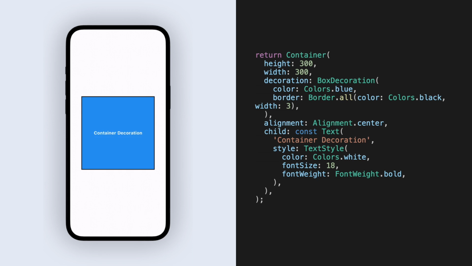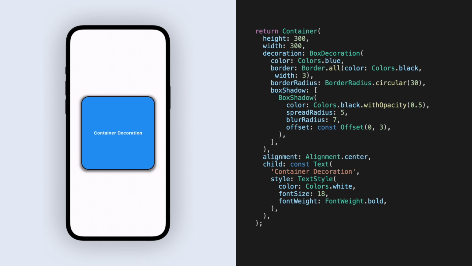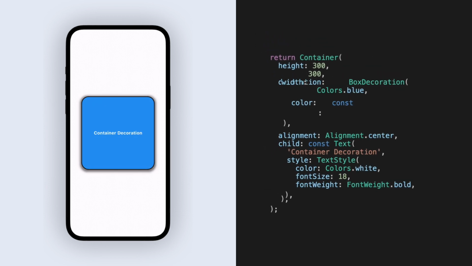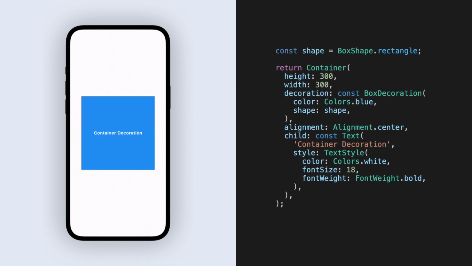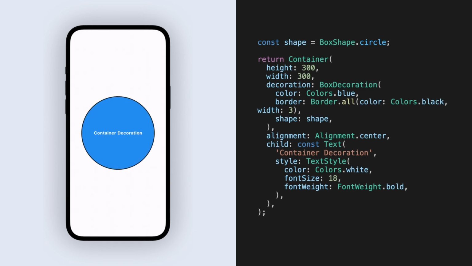Border to define the border color, width, and style of the container. We can use together color, border, and radius. And also we can add a shadow. Shape to define the shape of the container. The default shape is a rectangle. We can change the shape to circle. We can use shape together with other properties like border.